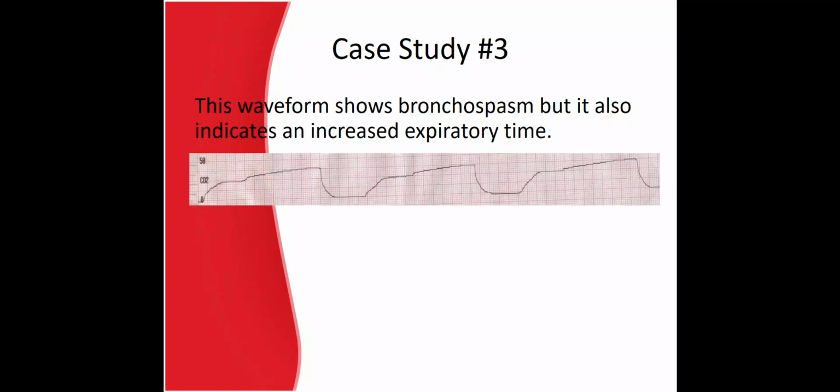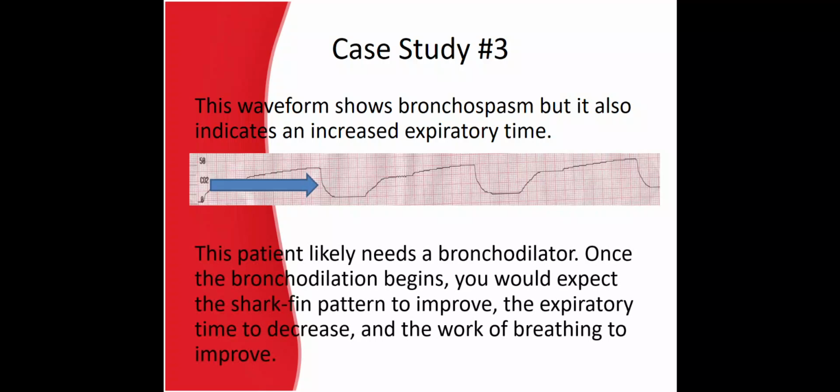This waveform shows bronchospasm, but also indicates an increased expiratory time, indicated by the blue arrow. This patient likely needs a bronchodilator. Once the bronchodilation begins, you would expect the shark fin pattern to improve, the expiratory time to decrease, and the work of breathing to improve.